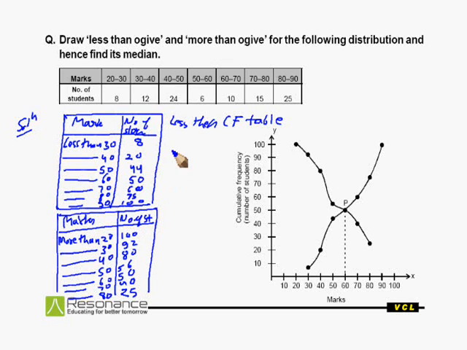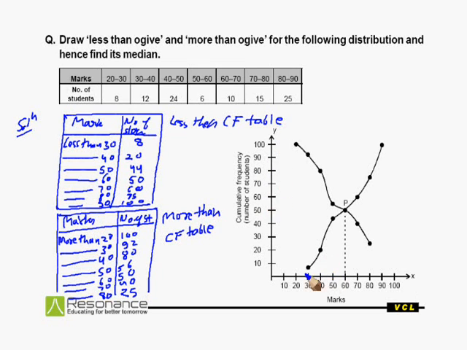Now this is our less than cumulative frequency table, and this is our more than cumulative frequency table. Now again we draw a graph for these tables. We draw two mutually perpendicular lines. The horizontal line is called the x-axis and the vertical line is called the y-axis.